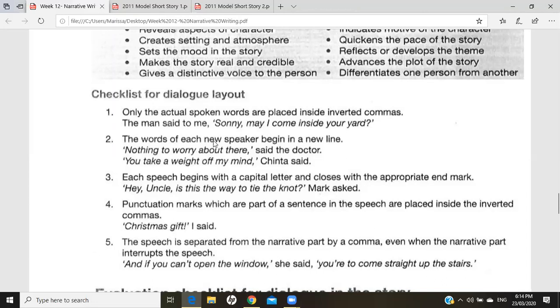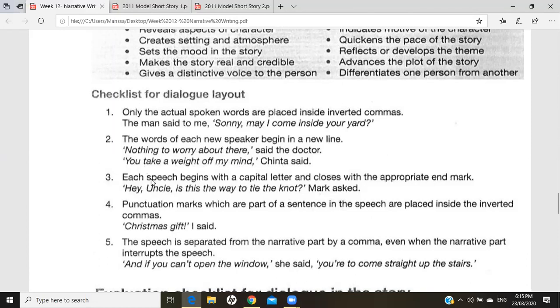Number 2, the words of each new speaker begin in a new line. So for example, if you have two characters conversing, when one character is finished speaking and the next character begins to talk, you must begin it on a new line. So for example, "Nothing to worry about there," said the doctor. "You take a weight off my mind," Chinta said. So these are two different persons, so we must put what they're saying on two different lines. You won't continue after doctor and put what Chinta is saying. Every time a new speaker talks, you begin their dialogue on a new line.